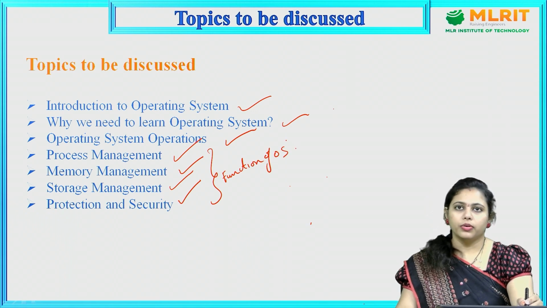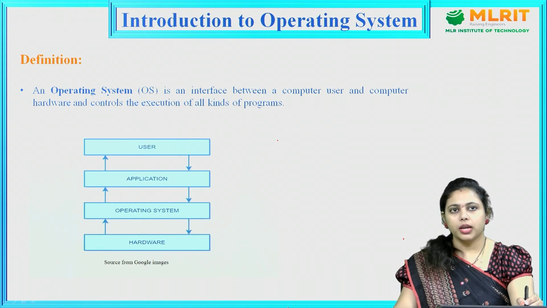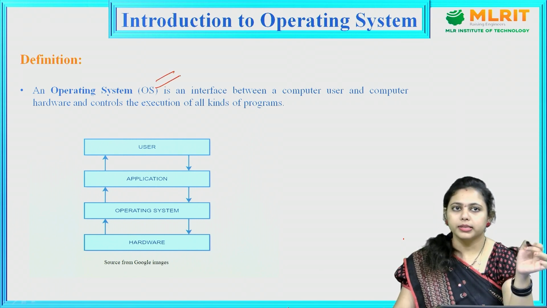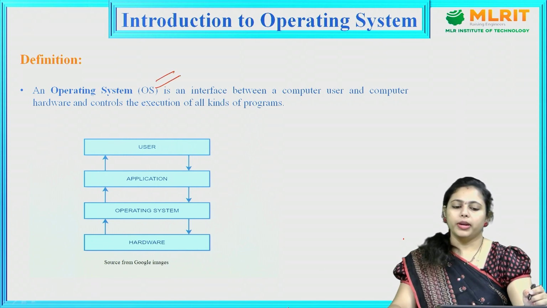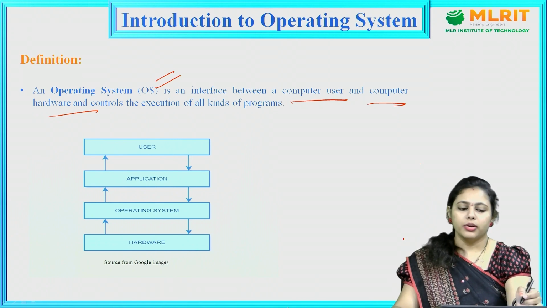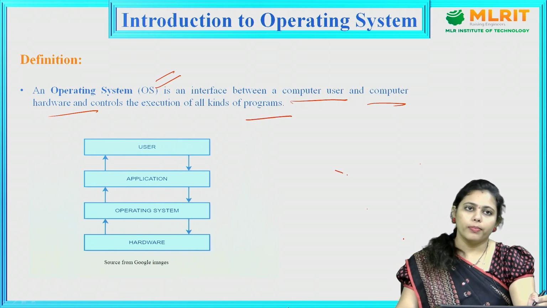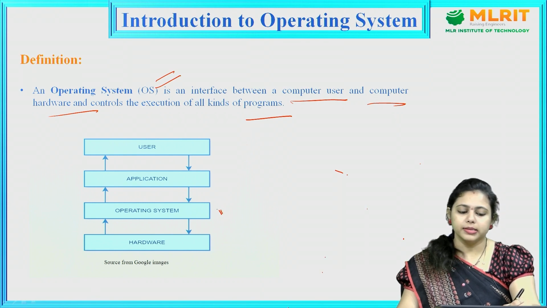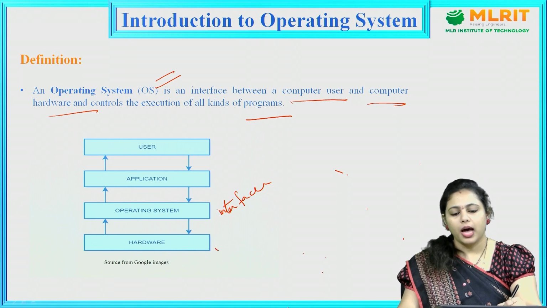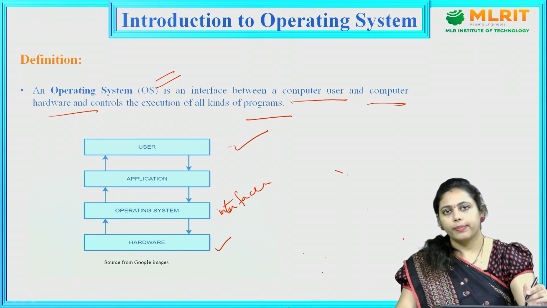So, now we will go for the introduction of the operating system. Before going to the introduction, we will just see the definition of an operating system. An operating system is an interface between a computer user and the computer hardware, and it controls all the executions of the program. So, here my operating system is acting as an interface between the hardware and the user applications.